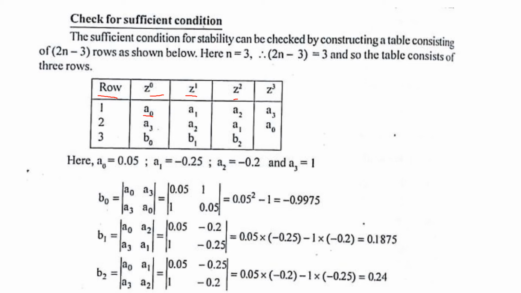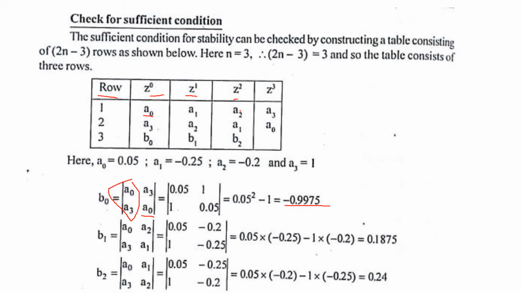B naught is nothing but the determinant of A naught, A3 and A3, A naught. Substituting, A naught is 0.05 and A3 is 1, similarly 1.05. So you'll get an answer of minus 0.9975.